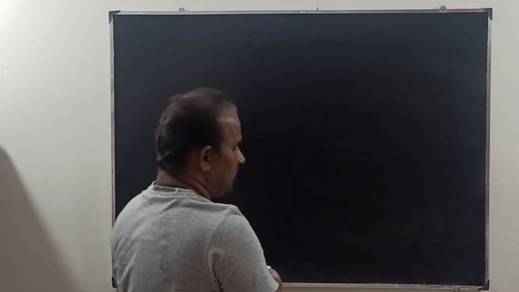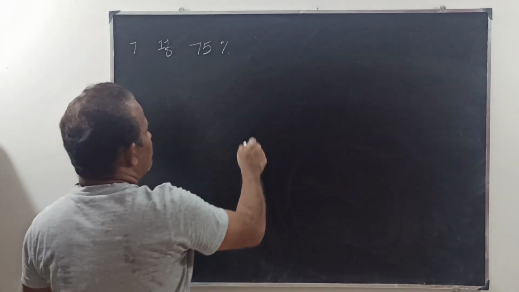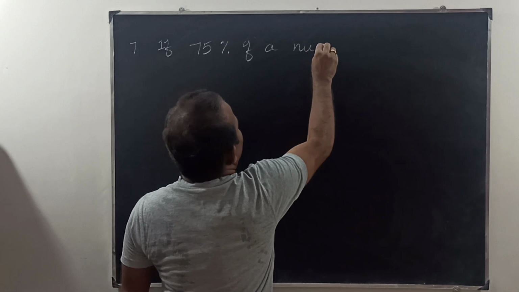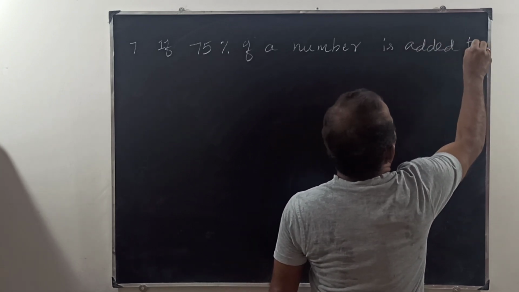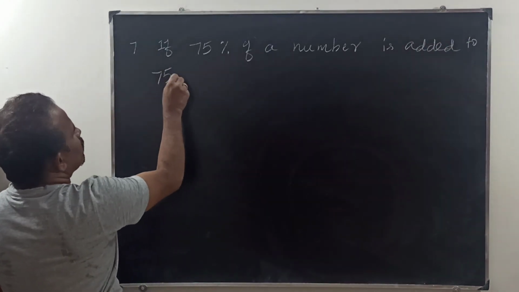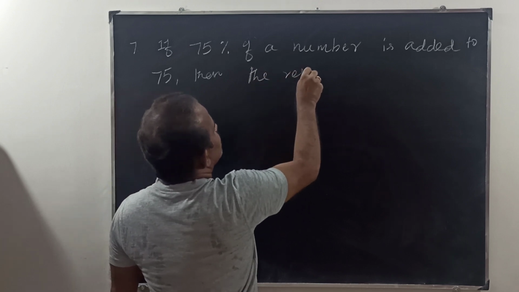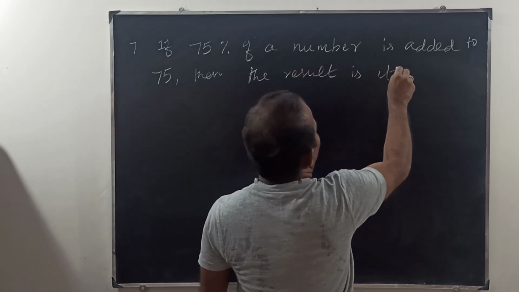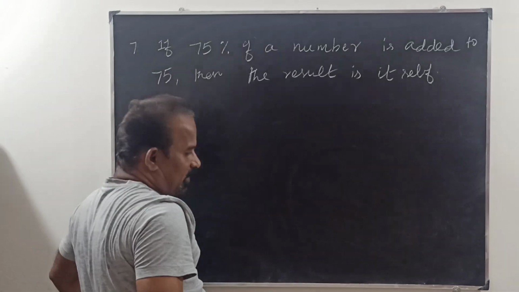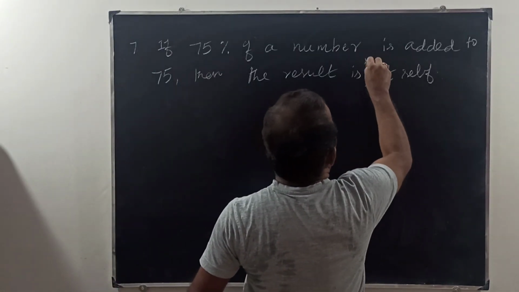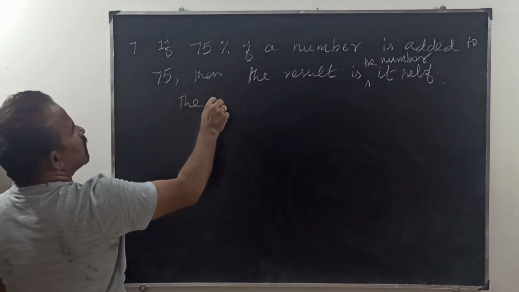Next question is: if 75% of a number is added to 75, then the result is the number itself. The question is, what is the number?